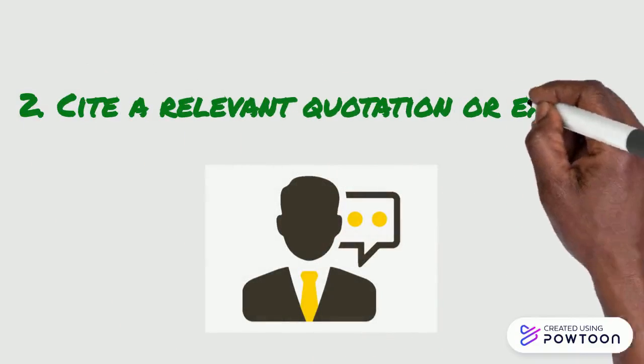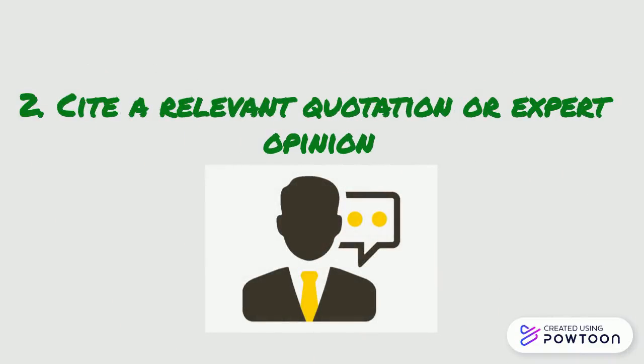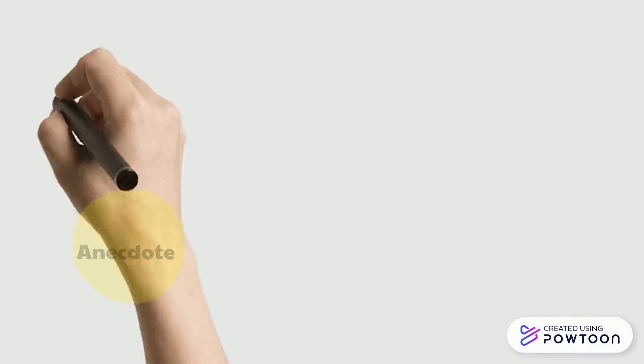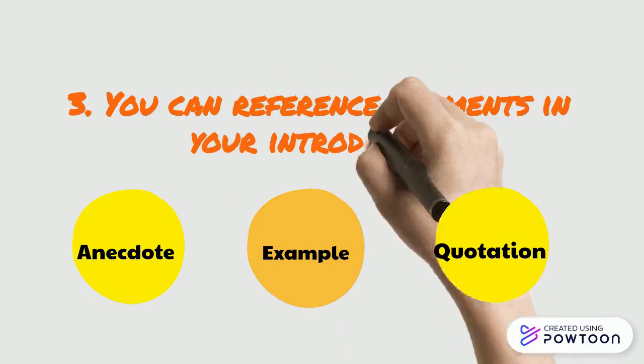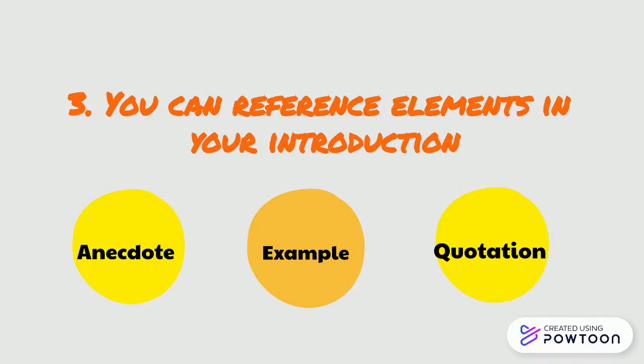Second, you could cite a relevant quotation or expert opinion to lend to the overall authority of your reached conclusion. Third, you could return to any prominent element in your introduction, like an anecdote, an example, or a quotation, to add further insight that you can now expand upon from the findings of your research.